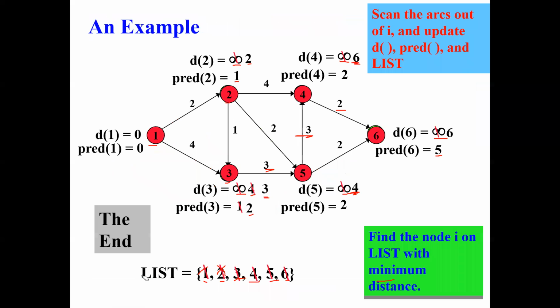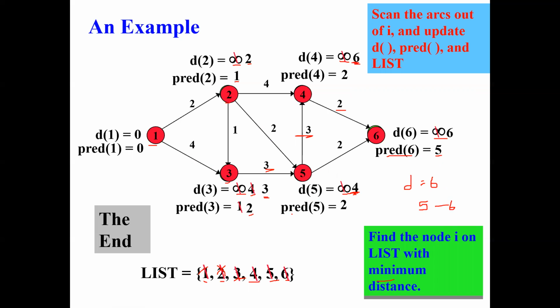So maybe if I use this, it's easier. So the optimal solution, once you have this, you start with 6. So you know that the shortest path is 6. That is the distance. But you want to know which nodes are associated with that distance. So you go to this set, the predecessors. So the predecessor of 6 is 5. So you start with 6 and then 5.